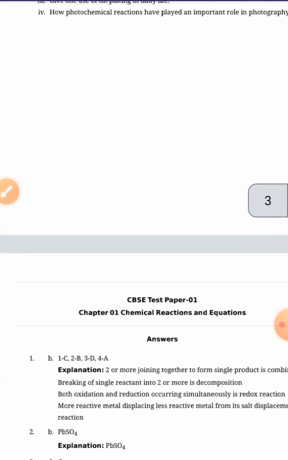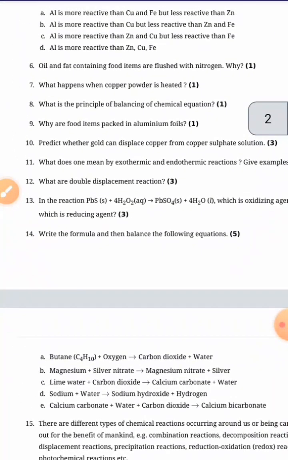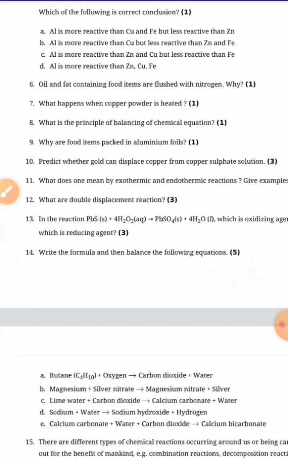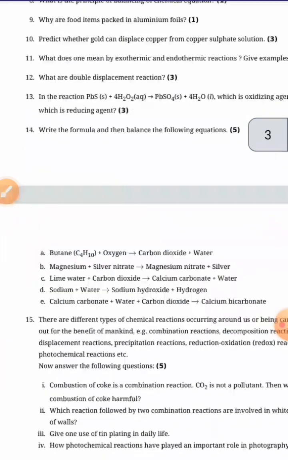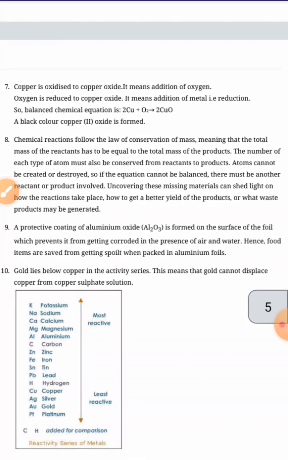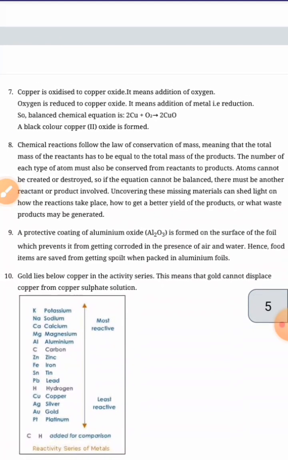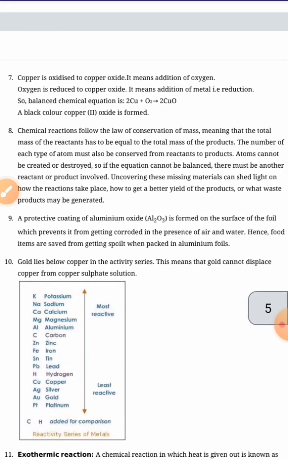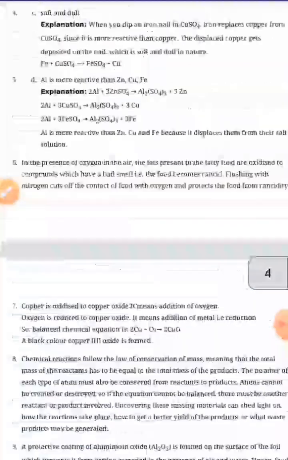Now come to question number 9. Why are food items packed in aluminum foil? A protective coating of aluminum oxide, Al2O3, is formed on the surface of the foil which prevents it from getting corroded in the presence of air and water. Hence, food items are saved from getting spoiled when packed in aluminum foil.